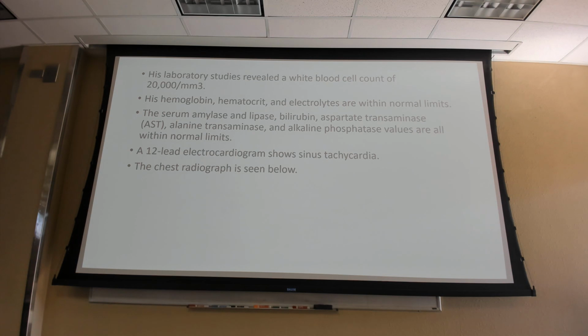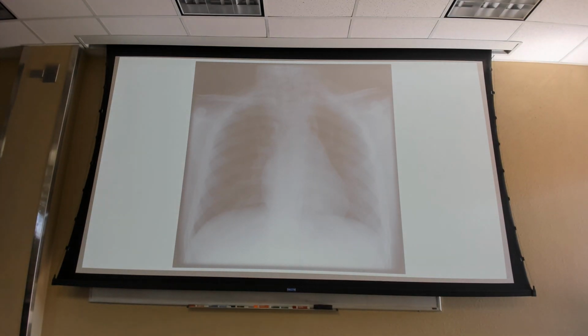All right, so white count is 20,000. Electrolytes are within normal limits. All the other values are within normal limits. On the 12-lead, you see sinus tach, and you've got this chest X-ray. What do you see on there? What else? Somebody tell me, what do we see?